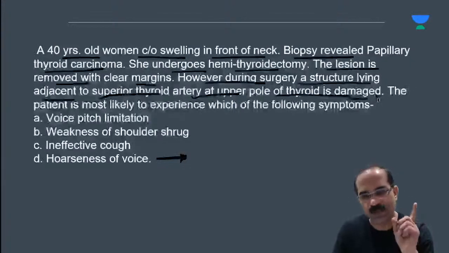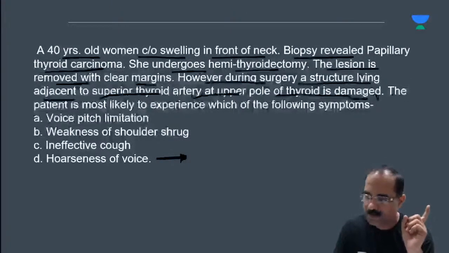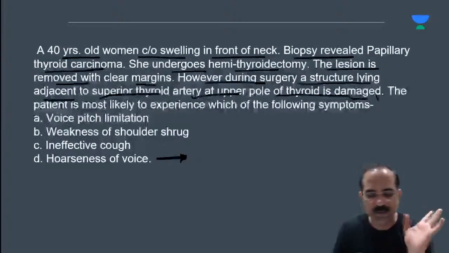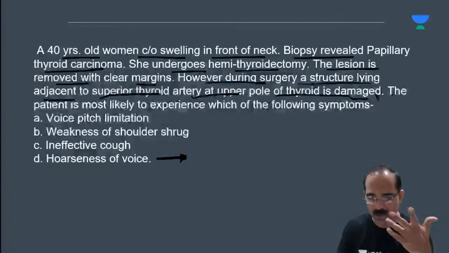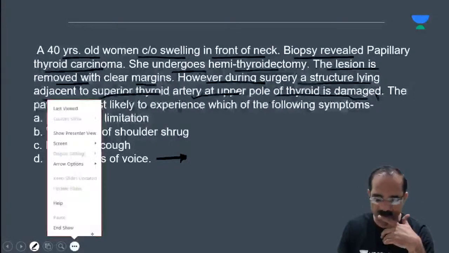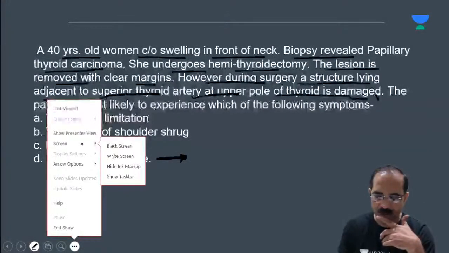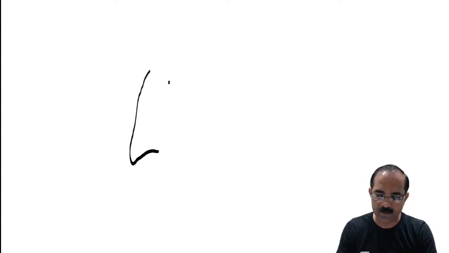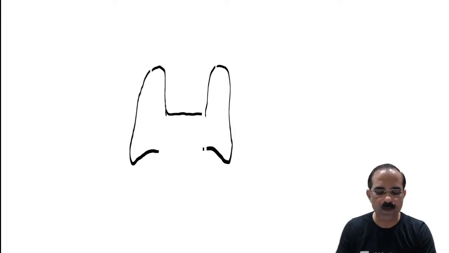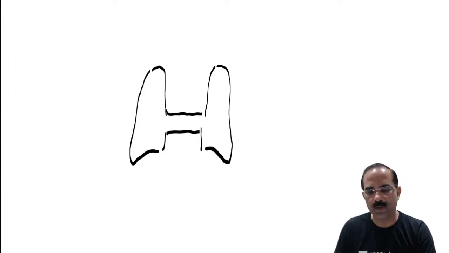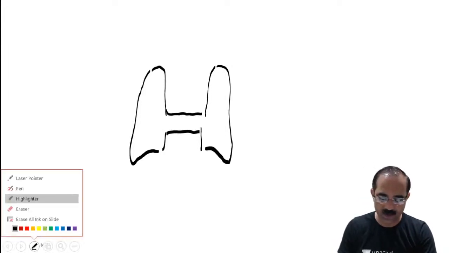Bachcho, if you can tell me, there are two arteries which supply the thyroid. Answer this. बोलिए बच्चों बोलिए. Two arteries supplying the thyroid gland. Anyone? Come on, answer this. हाँ, बोलो ना बच्चों बोलो. One is the superior thyroid artery and the other one is the inferior thyroid artery.